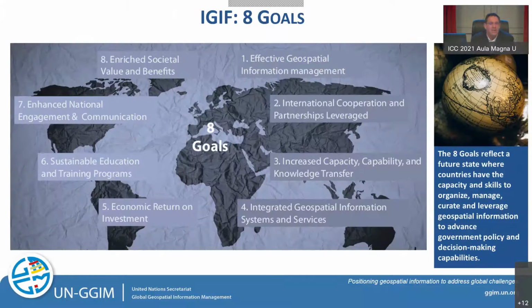We have 8 goals, and these are the aspiration. This is part of that mission. The goals are about that future state. Where do we want to be? Not where we are today, but where do we want to be in terms of countries having the capacity and the skills to manage their geospatial information and to advance policy and decision-making capabilities at all levels. So the most obvious is effective geospatial information management. We're very good at that.